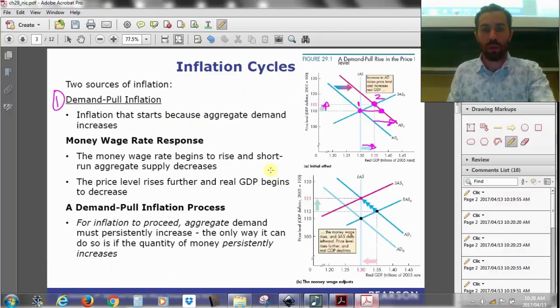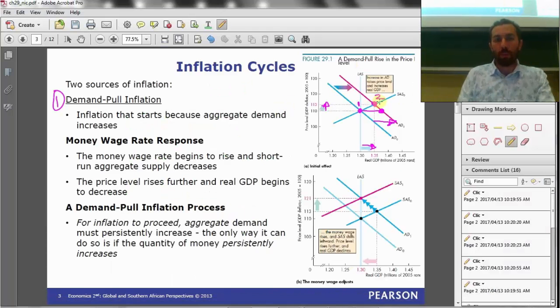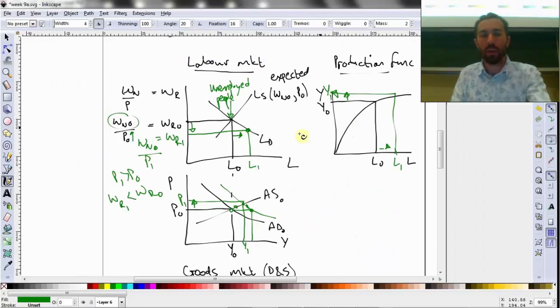Okay, so we move to position of equilibrium 2. What then moves us away from point 2? How do we restore equilibrium? In our diagram, how do we restore equilibrium? Once employees realize that prices have changed, what do they do when they go back to the negotiations table? They demand higher nominal wages, right?